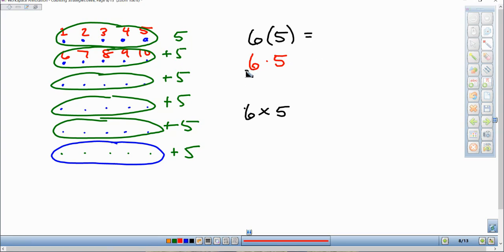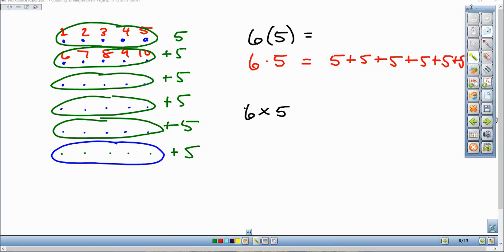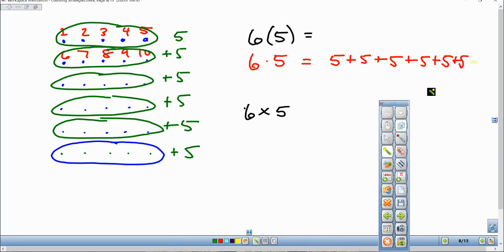And so when we say 6 times 5, what it really means, again, is 5 plus 5 plus 5 plus 5 plus 5 plus 5. And we now know that value is 30. We have the means of finding that. So this is multiplication. It's saying we have 6 of that amount.